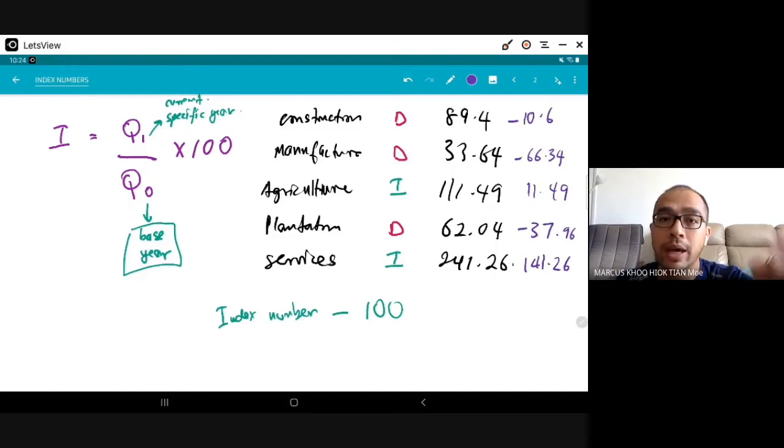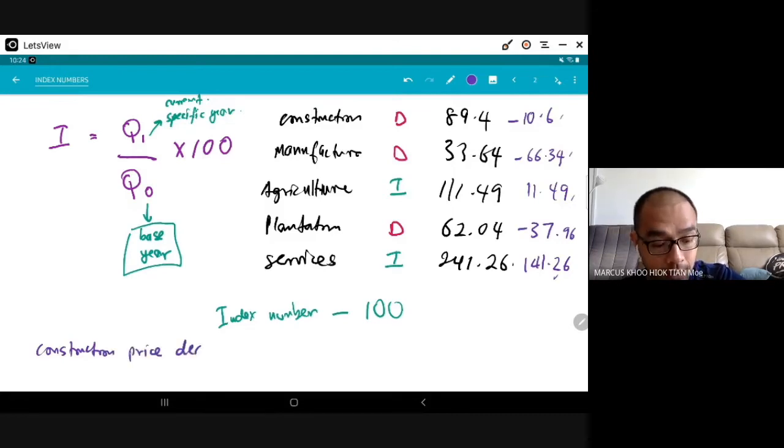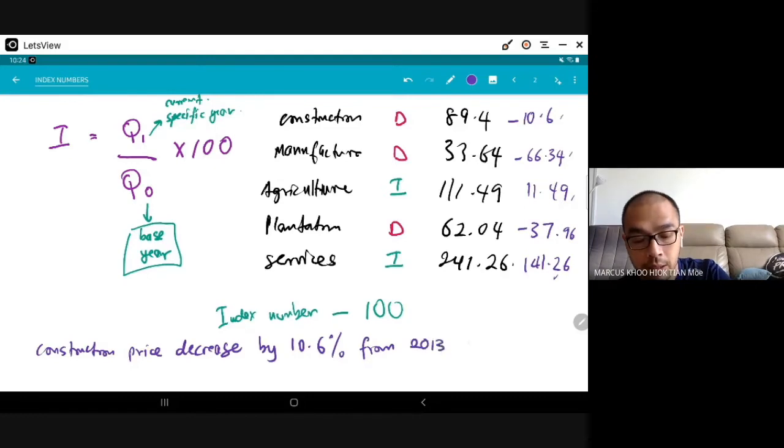Okay, so what we have now here is that there is this difference over here. The difference will tell us how many percent it has changed. So I can say the construction price decreased. How do you know it decreased? Because the index number is less than 100. By 10.6%, from 2013 to 2016.